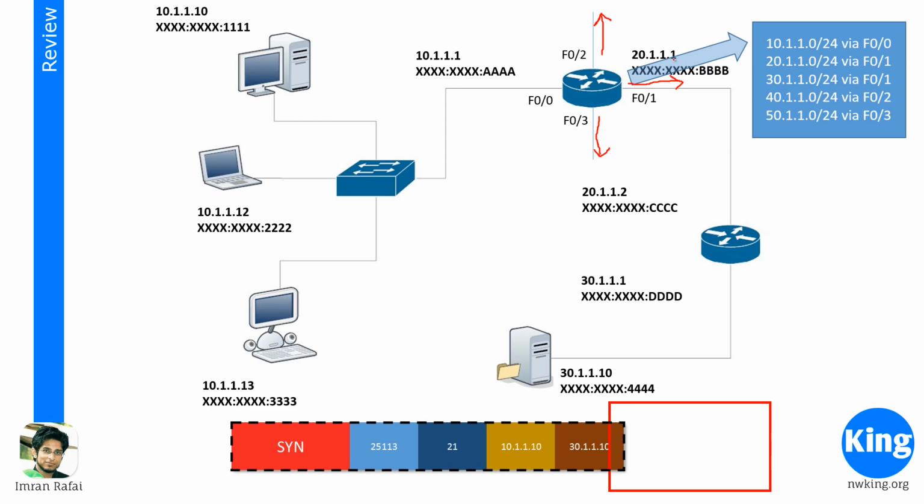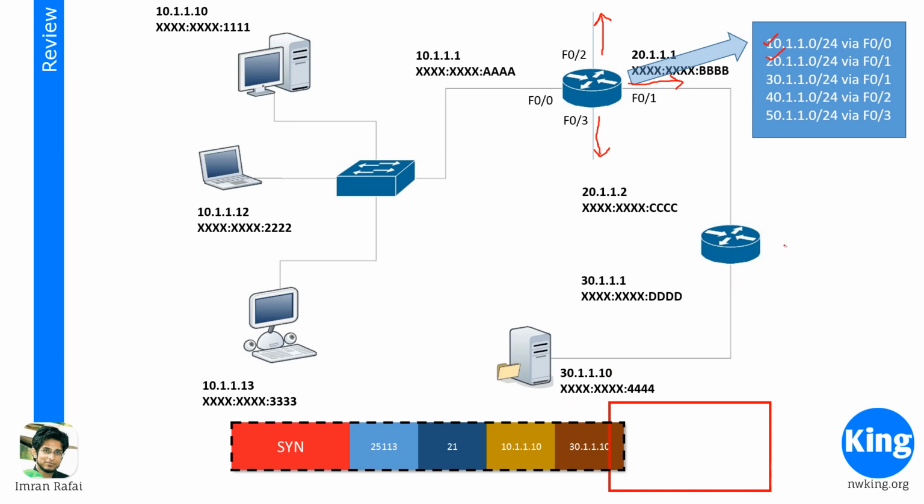Similarly, F0/1 is configured with the IP address 20.1.1.1, so that means F0/1 is part of the 20.1.1.0/24 network. These two networks, 10.1.1.0 and 20.1.1.0, this device definitely has to know because it is directly connected to them. So this information is there by default. Now, how does it know about, let's assume, 40 and 50? Let's assume F0/2 is connected to 40 and F0/3 is connected to 50, and the 30 network is connected to this other device.